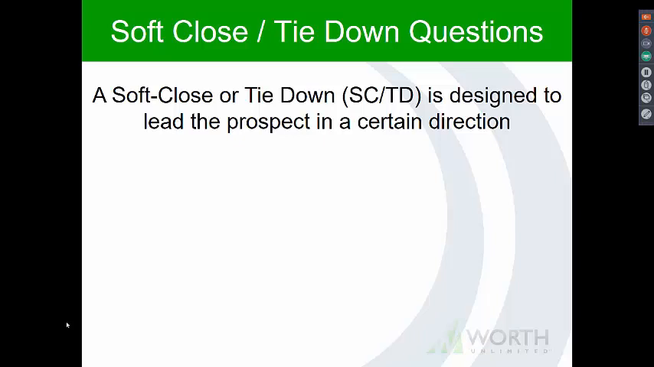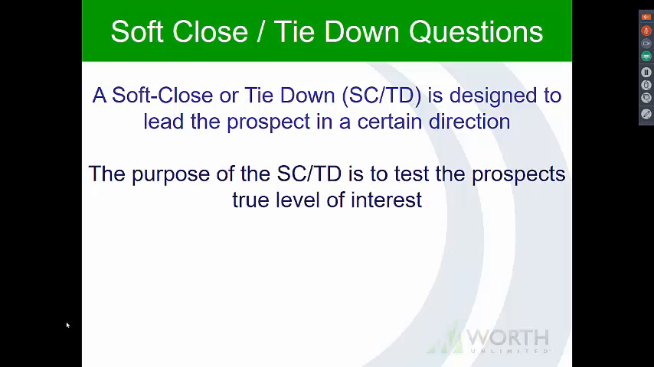A soft close or tie-down is designed to lead the prospect in a certain direction. This comes with the qualifying questions first, and then you begin to tie them down. The purpose of the soft close tie-down is to test the prospect's true level of interest. Are they really interested in moving forward, or are they just placating you? Are they just sitting there listening to you and being polite?